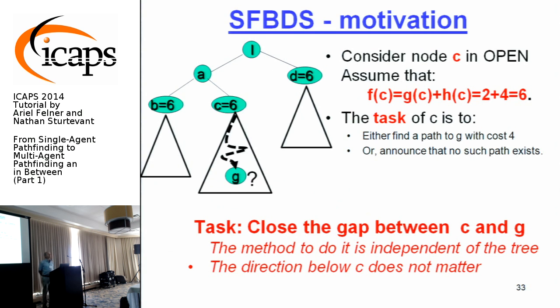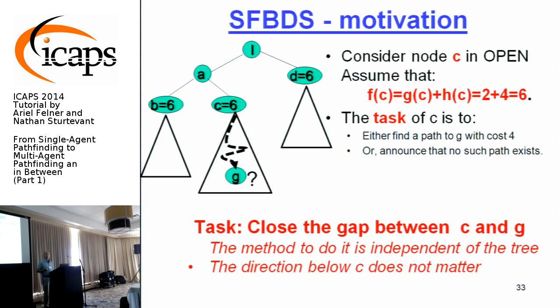So, single frontier bidirectional search, motivation. I will then describe the algorithm. Look at this tree, okay? You have f values inside the node, and let's concentrate on node C, where f of C equals g plus h, which is 2 plus 4 equals 6. Okay, so node C says the path to me was already 2. My admissible heuristic is 4, which means I predict that the path through me is at least 6.